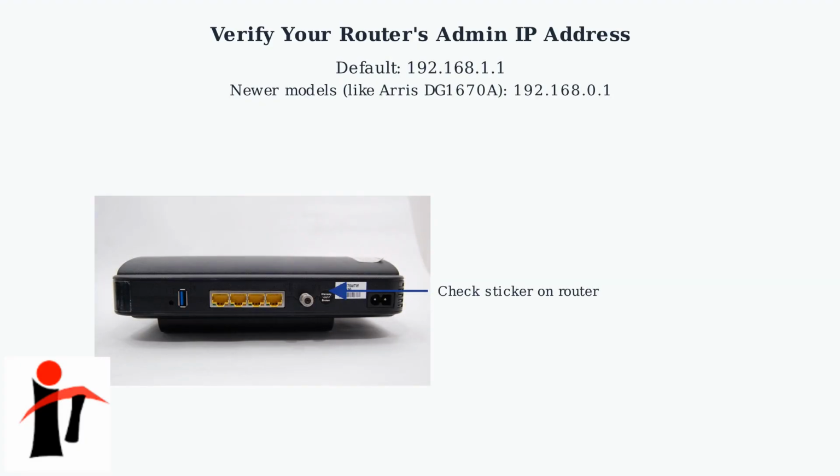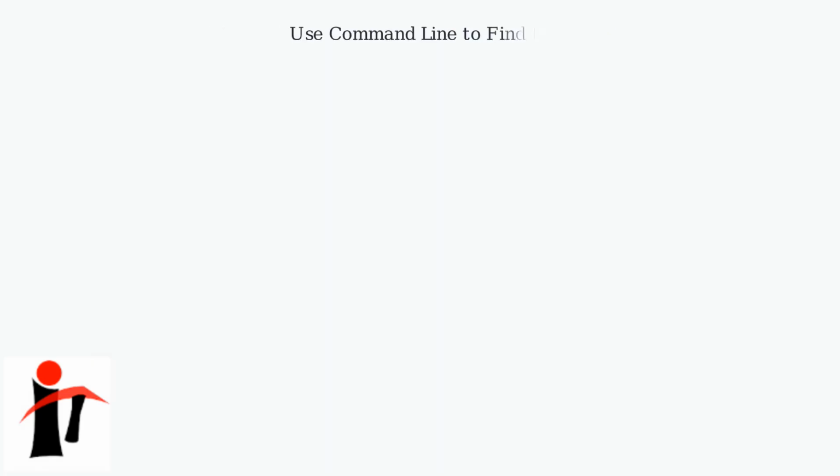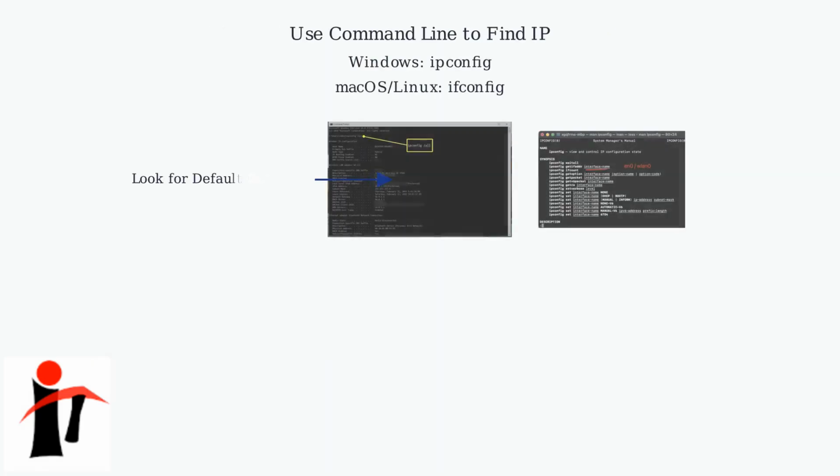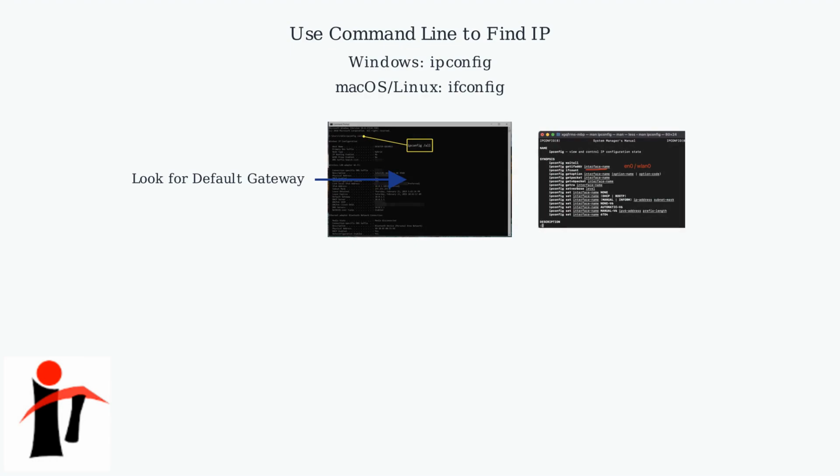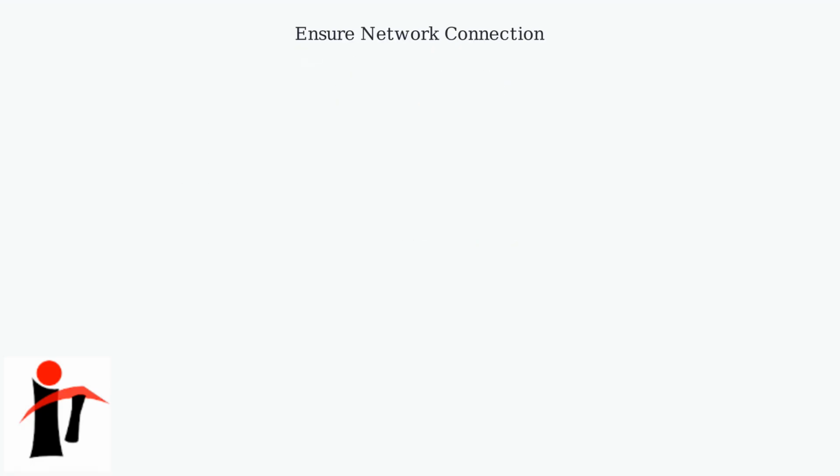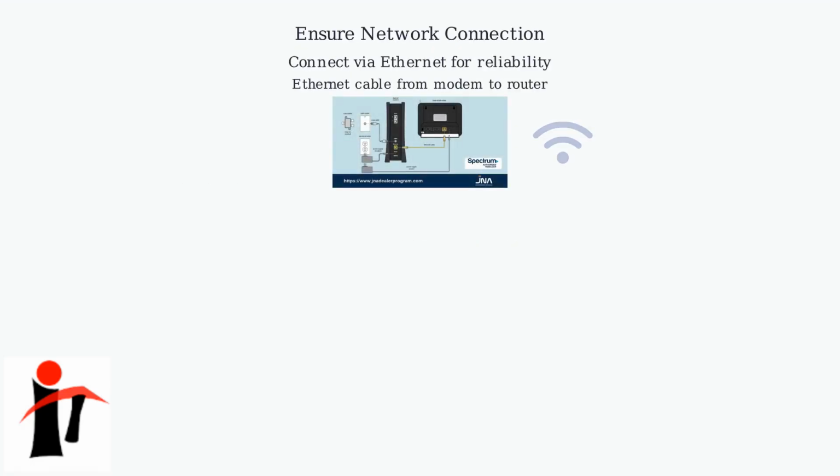While the default is usually 192.168.1.1, some newer Spectrum routers, like the Aris DG1670A, use 192.168.0.1. Check the sticker on your router or use the ipconfig command in Windows or ifconfig on macOS or Linux to find the correct IP.